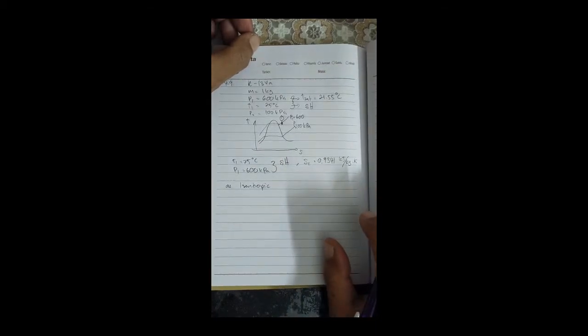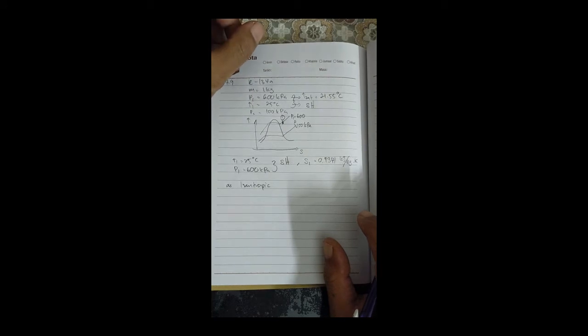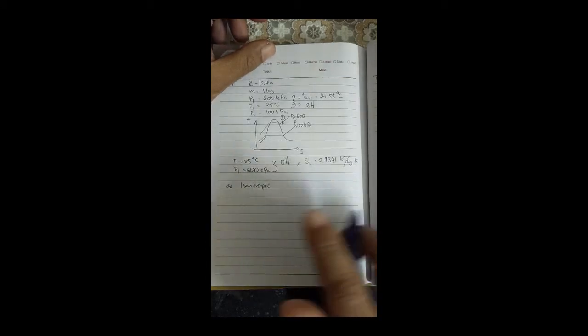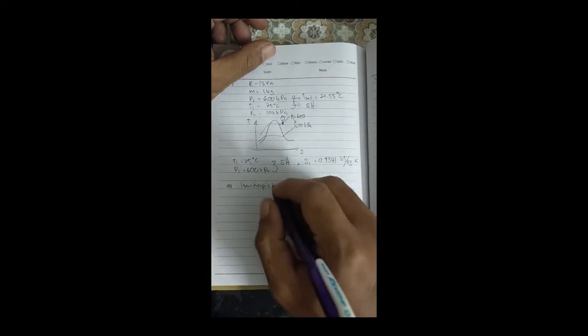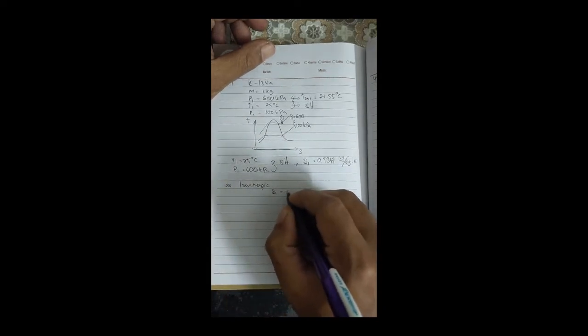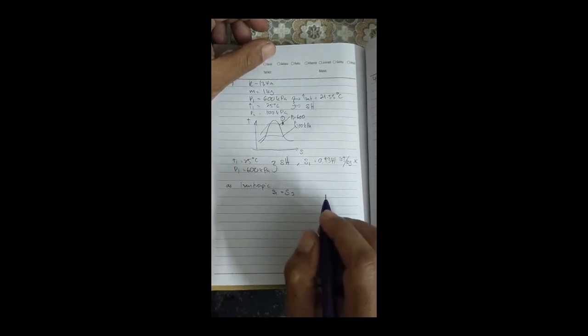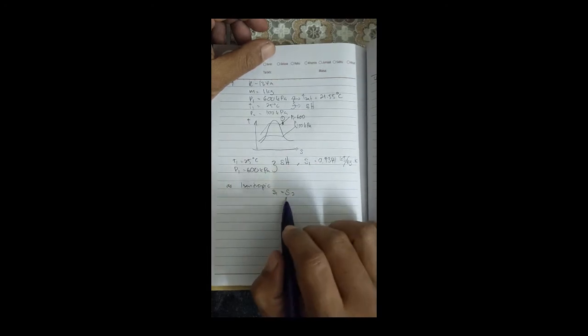Because the question tells us that the entropy is kept constant, it means that it's an isentropic process. So S1 is equal to S2.